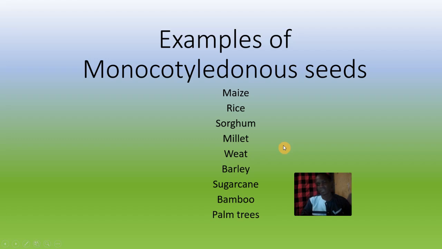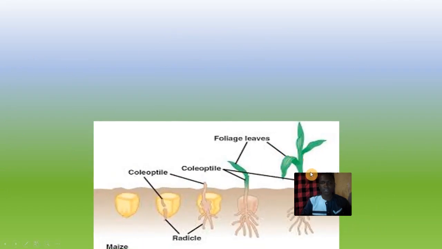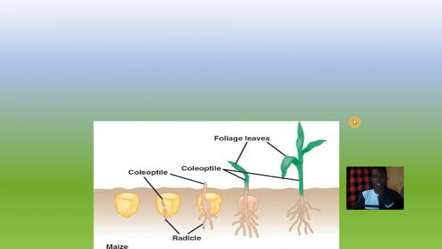Because of time, let me just continue to the next one. So now this image here shows how the monocotyledonous seeds can grow. You can have the seed in the soil, and then this process is showing us when it is growing. It can form out these radicles, which later form roots, and then this upper part will form leaves. These leaves are called foliage leaves.